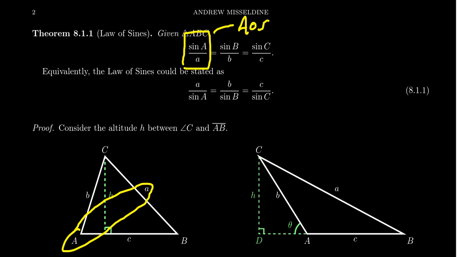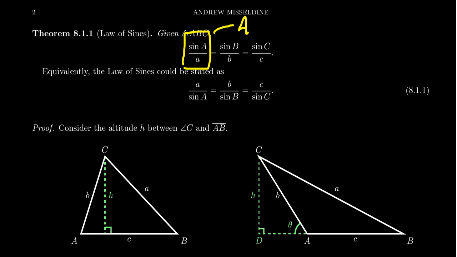I mean, you can use it for right triangles as well, but for right triangles, you can use SOHCAHTOA to find this information. The law of sines is very useful for oblique triangles whenever you have an angle-opposite side pair, an AOS. Because what the law of sines tells us is that the ratio of an AOS does not change depending on the angle or the side.